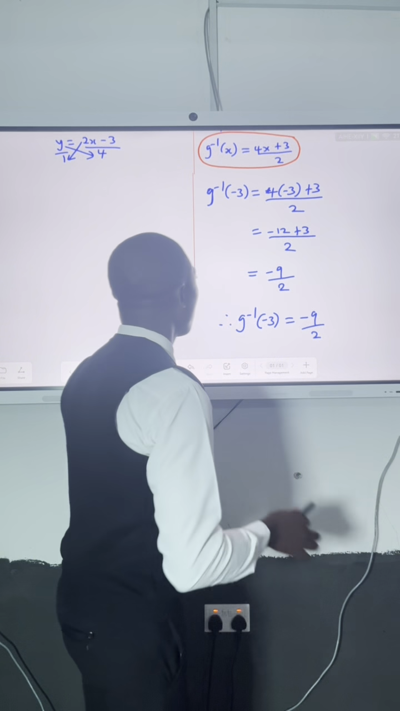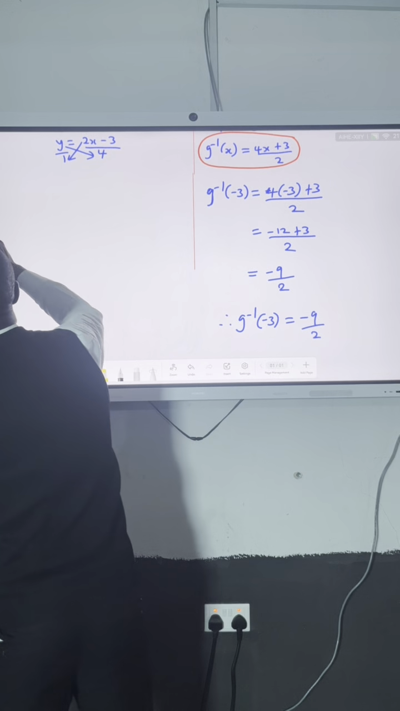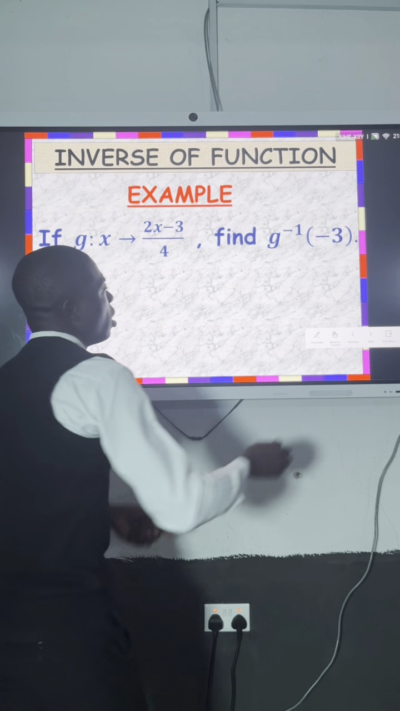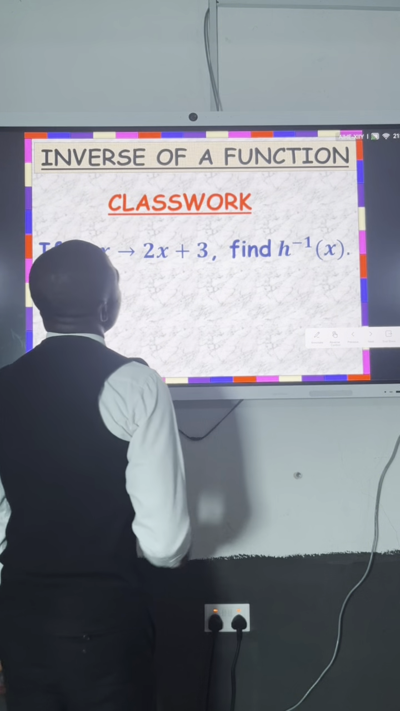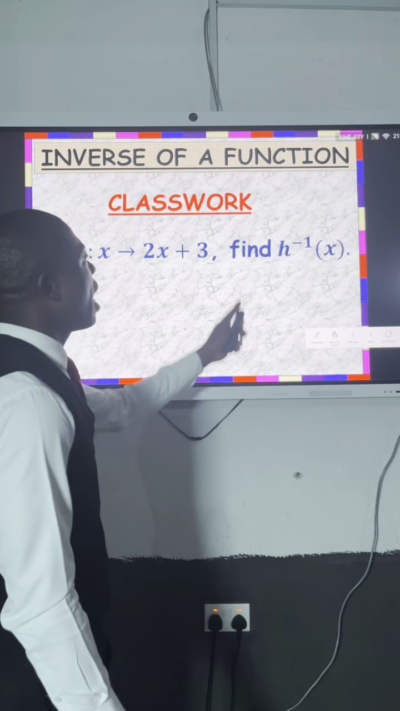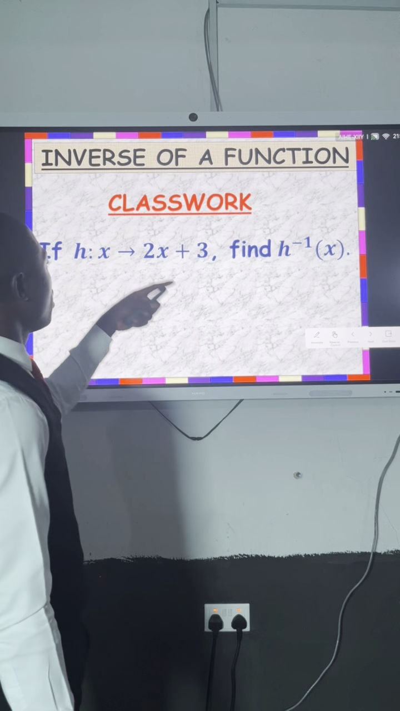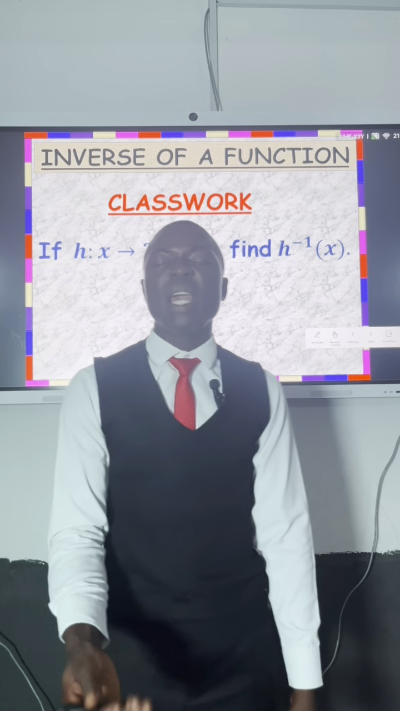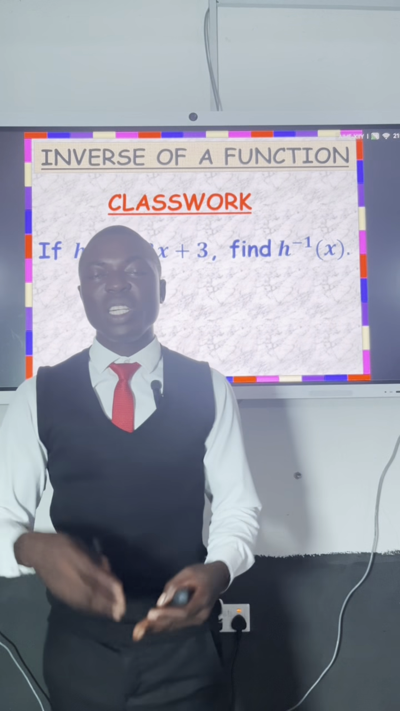That's how it goes. Okay, so let me give you something to try now. Please make sure you do it, and when you are done, make sure you put the answer in the comment section. So this is for you. Just find the inverse of h, the function here. H inverse of x.